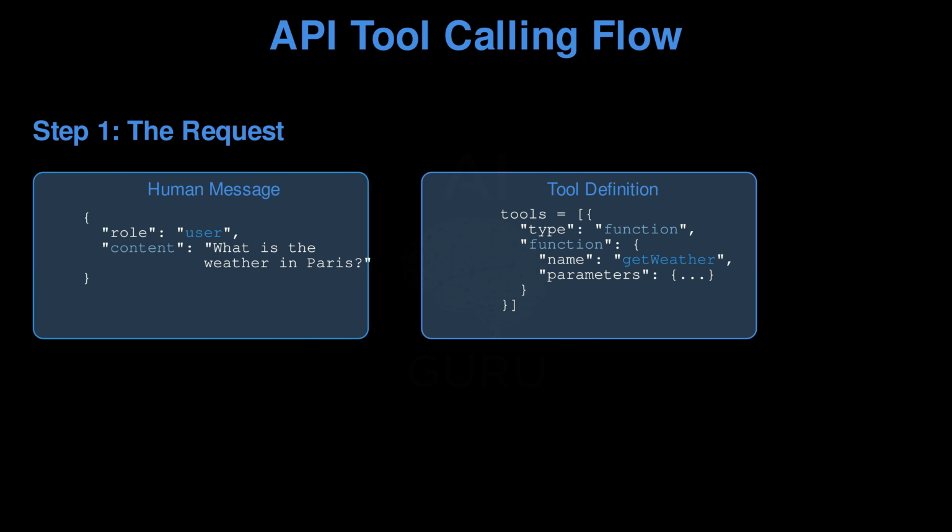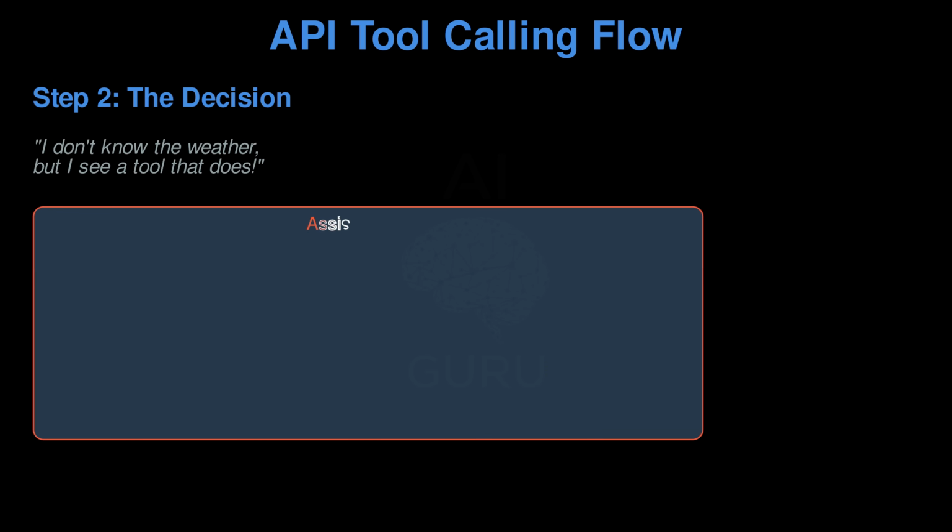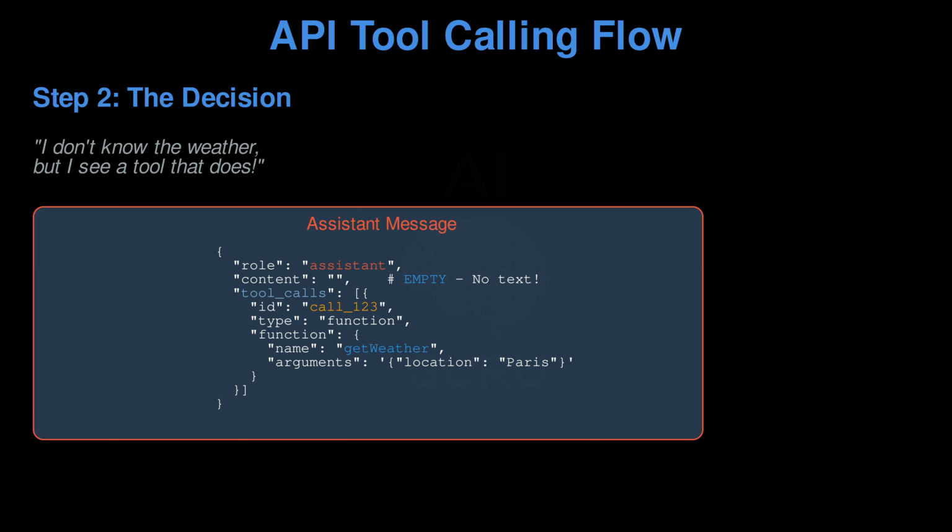Okay, step 2, the decision. The model gets this. It thinks, I don't know the weather, but I see a tool that does. It generates a response. What does that AI message look like? This is the common misconception. People think the AI runs the tool. It does not. The AI message comes back with empty string content. No text. No text at all. Instead, it has a populated tool calls attribute.